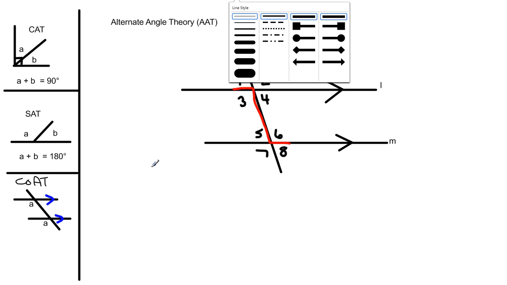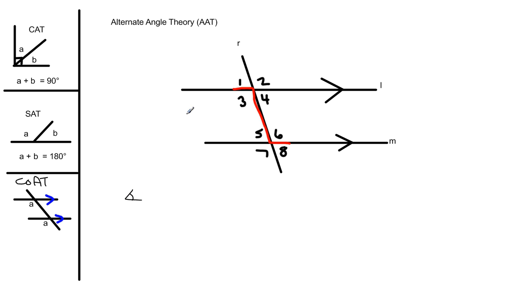I know that angle 1 plus angle 3 equals 180 degrees because of SAT, supplementary angle theory. There's a straight line there cut by this line here. Angle 1 plus angle 3 equals 180 degrees. Sound good? I also know that angle 1 equals angle 5. Angle 1 is equal in value to angle 5. Why do I know this? Corresponding angle theory.